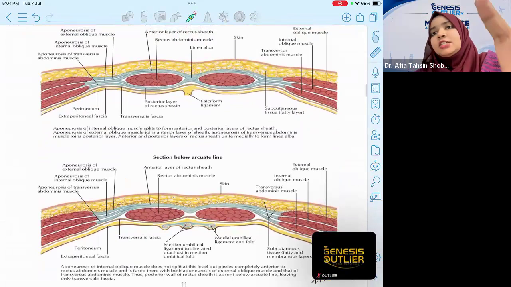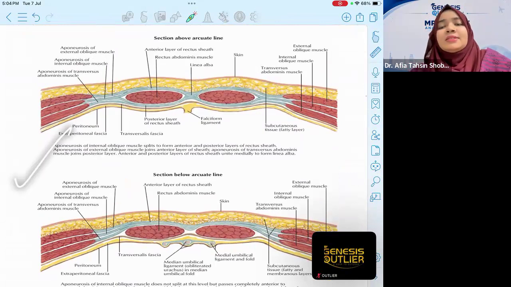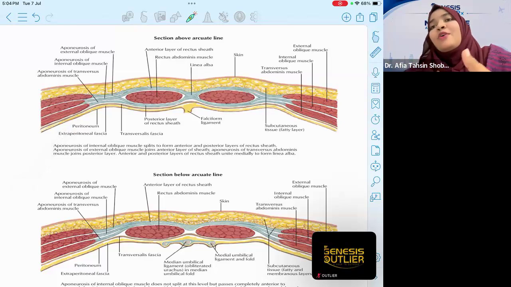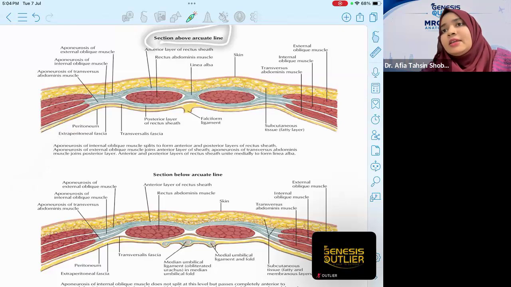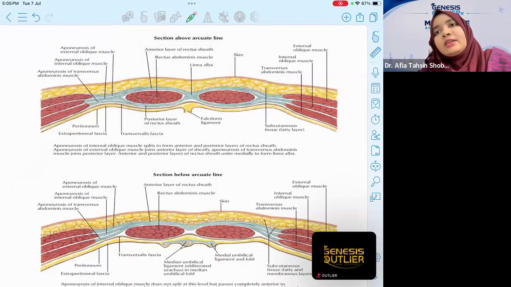And this is our traditional image from Netter's. But most of the time when I saw this image, it seemed very complex to me previously. But right now it's not complex. See here, just above the arcuate line, this is the rectus abdominis muscle, and half and half. Half external oblique and half internal oblique, and posteriorly the transverse abdominis and half of internal oblique. Okay, this one.